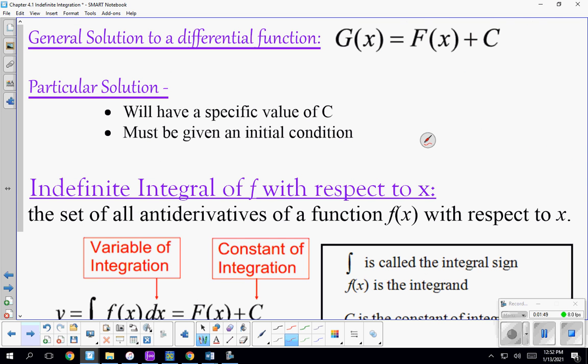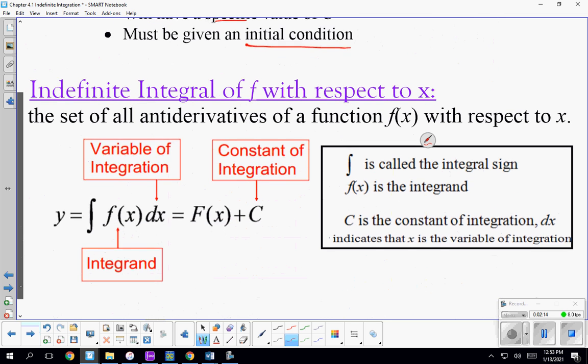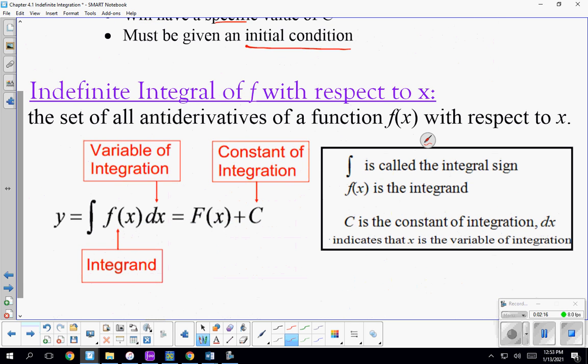So general solution is going to go in this form. We integrate, and then we have to put this plus c. General means what's kind of the general format of every original function. A particular solution is when we find one of those, and we're going to look at that in the next video. In that case, we're going to find that specific c value. In order to do that, we need some point on the line. So for today, we're just going to look at general solutions.